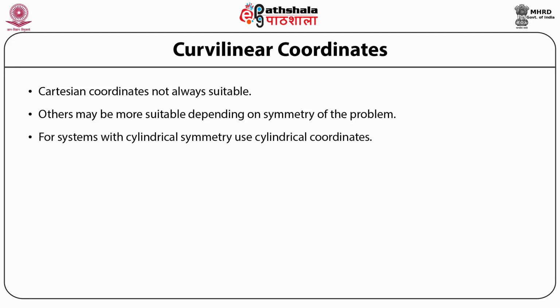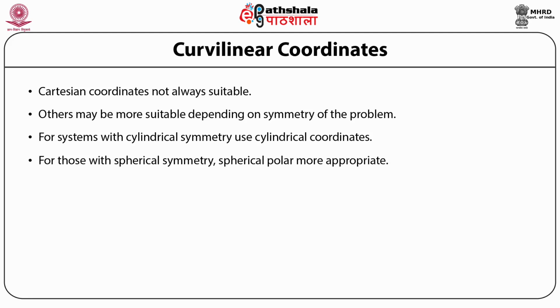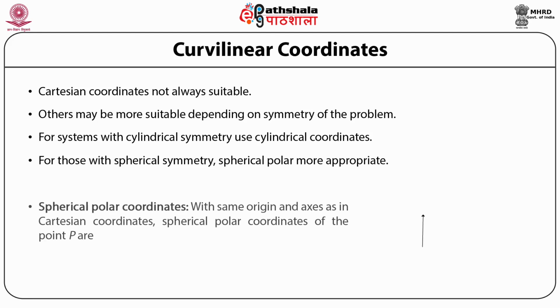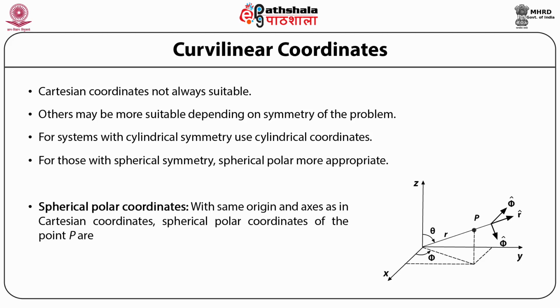So for systems which have a cylindrical symmetry, it is more convenient to use the cylindrical coordinate system, while for systems which have a spherical symmetry, it is better and more convenient if the spherical polar coordinate system is used. So now let us define the spherical polar coordinate system. Let us again consider the Cartesian coordinate system with origin at O and the three axes, that is the x, the y and the z axes. And then now let us define the spherical polar coordinates with respect to this Cartesian coordinate system.